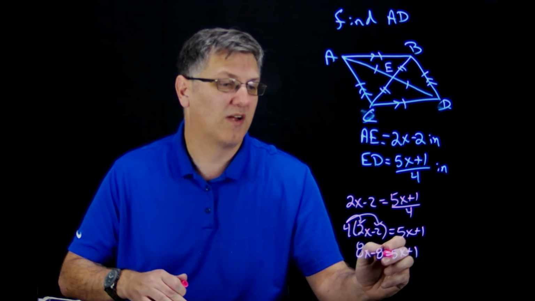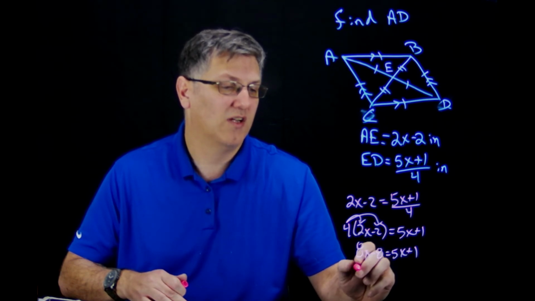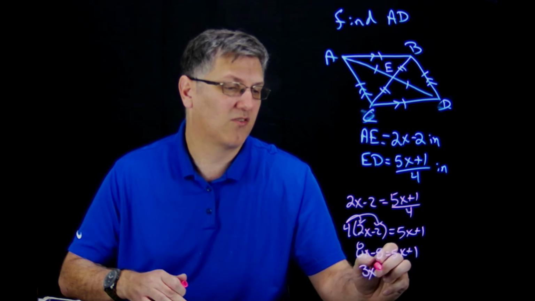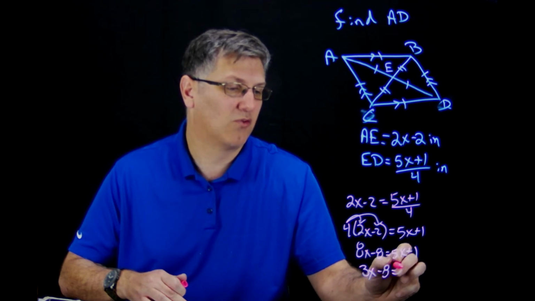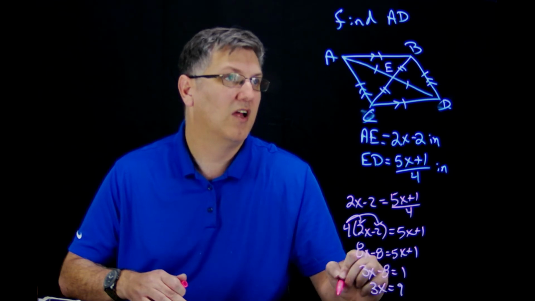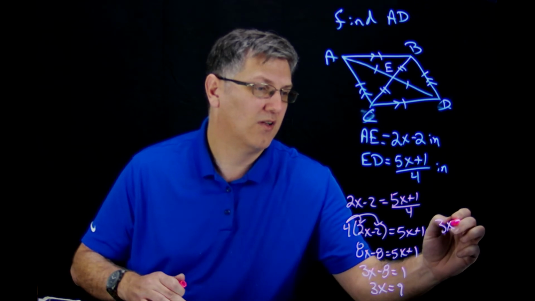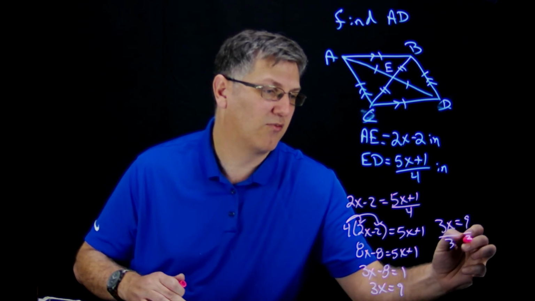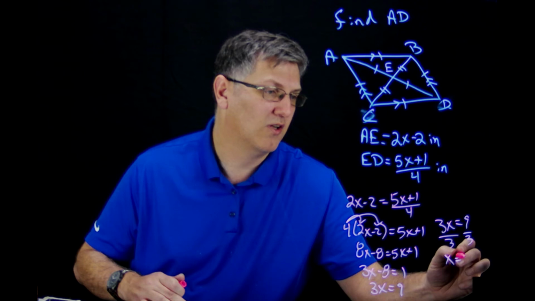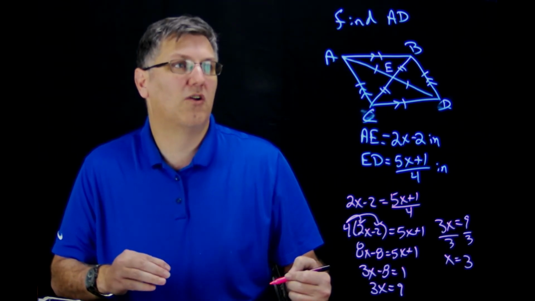I'm going to move my 5x over by subtracting 5x. That gives me 3x minus 8 equals 1. I'm going to add 8. It gives me 3x equals 9. And of course, then if I just divide by 3, so I have 3x equals 9. Divide both sides by 3, and I have x equals 3. All right, so now I know what x equals.